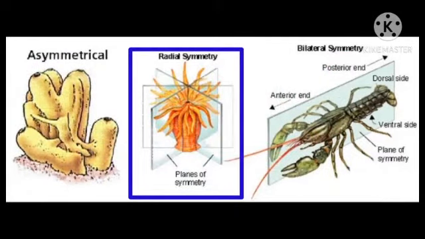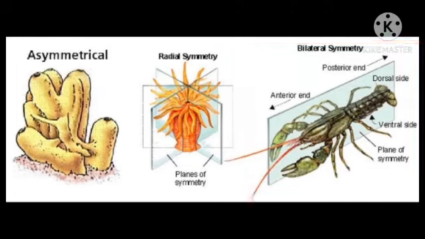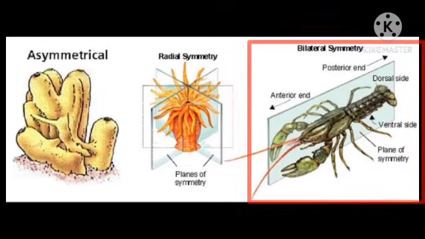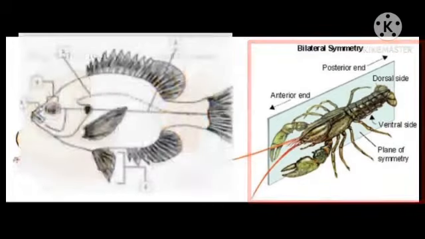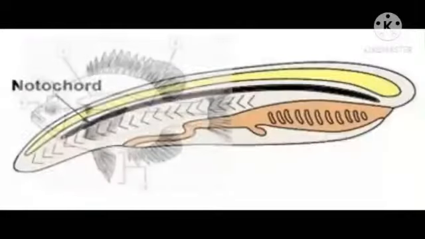The second type of symmetry is bilateral symmetry. If the body of an organism can be cut into two symmetrical halves in only one plane, this type of symmetry is known as bilateral symmetry. Examples are fish, annelids, and human beings, etc.